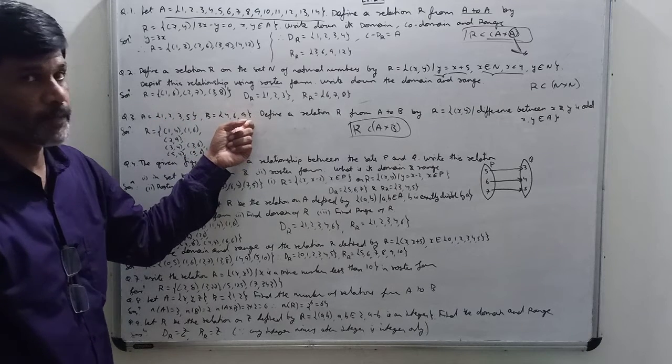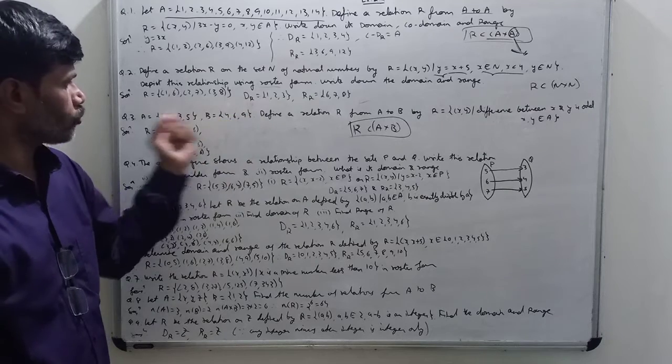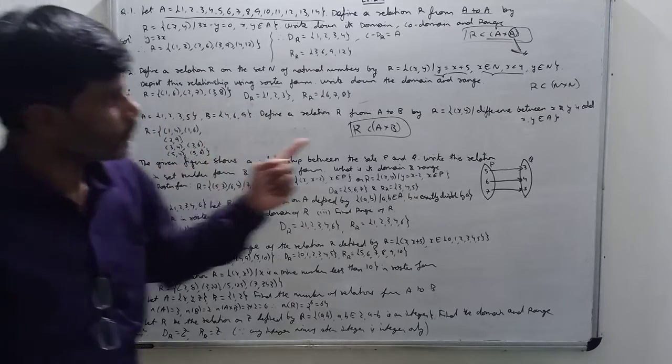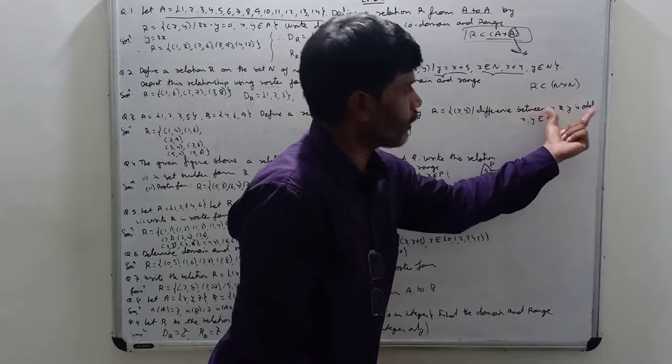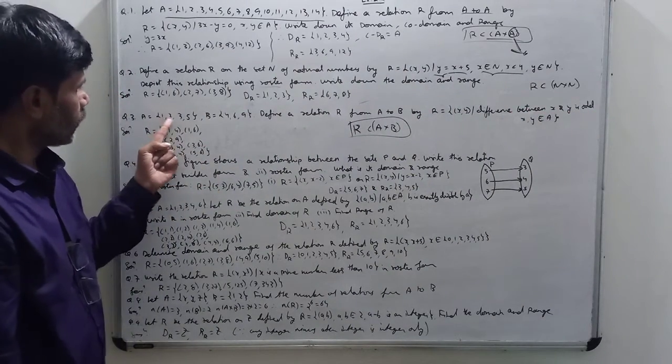Then (1, 9). 1 minus 9 is minus 8. Is minus 8 an odd number? No. So I cannot take (1, 9), because we want the difference between x and y to be odd, but 1 minus 9 is minus 8, and minus 8 is not odd. So we cannot take it.